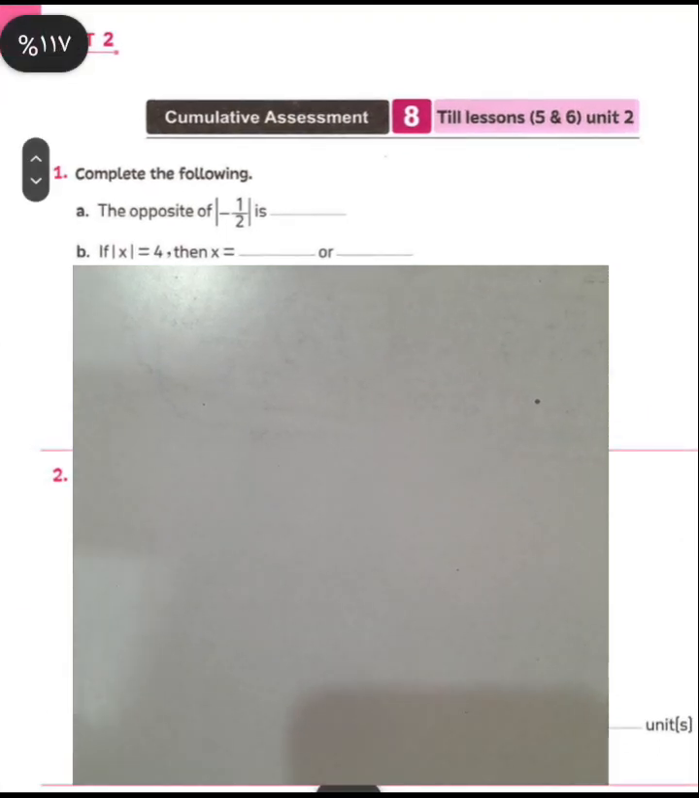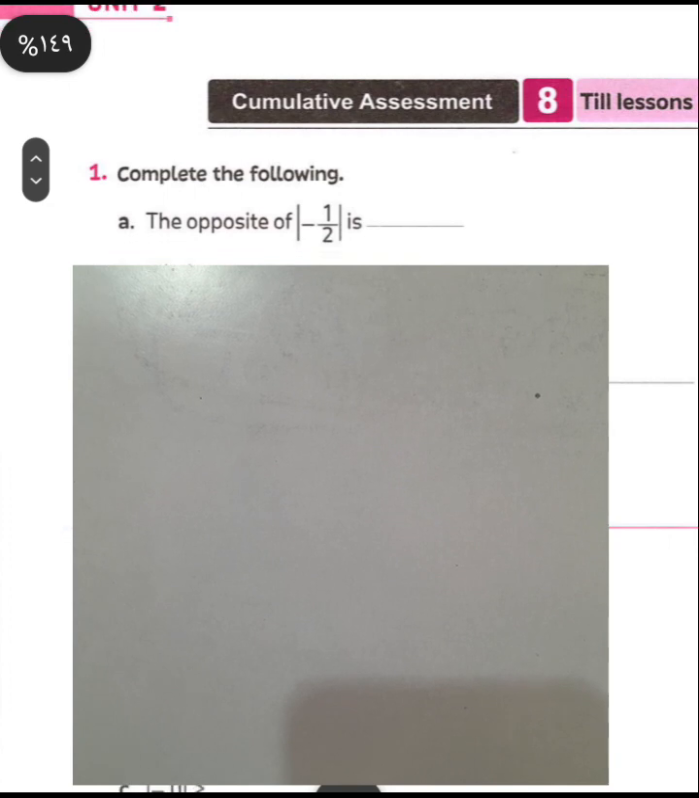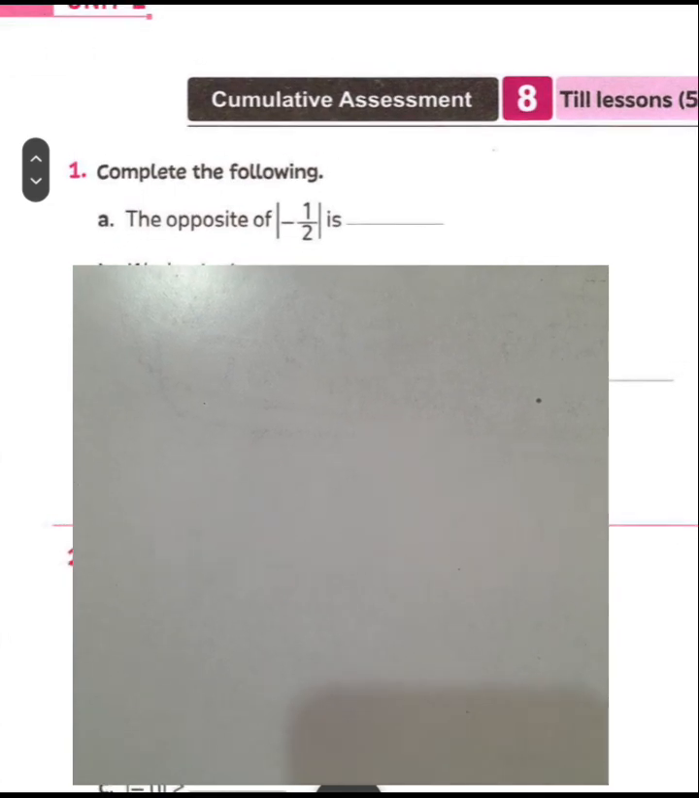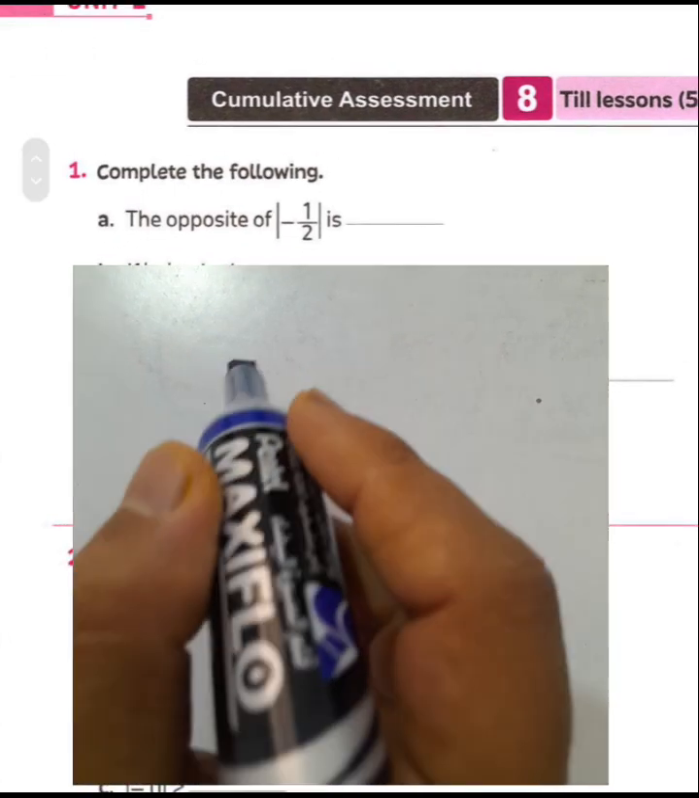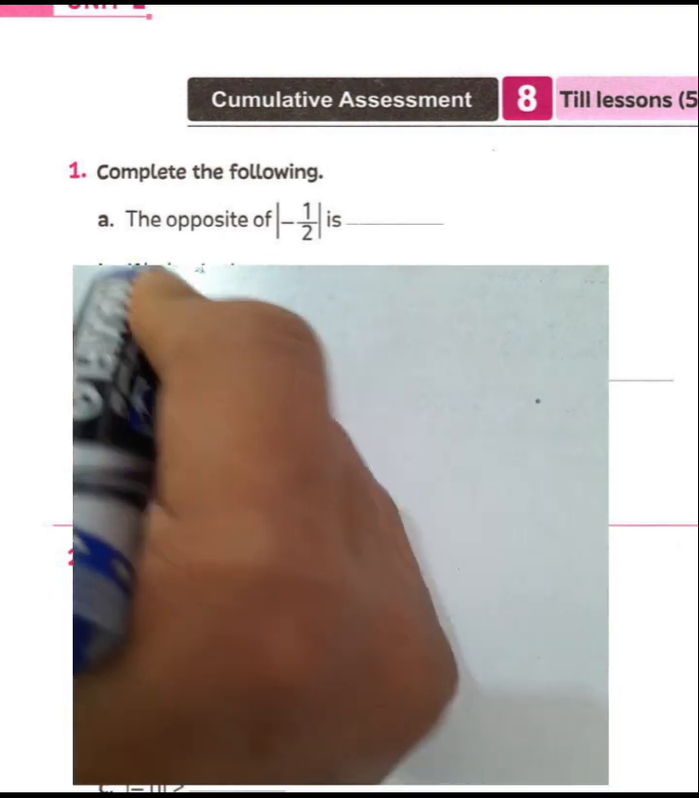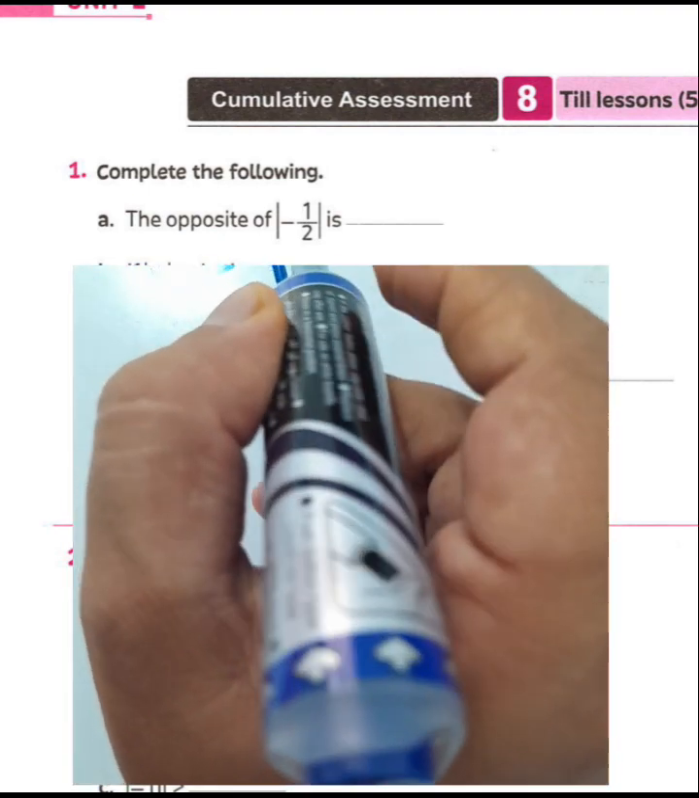Lesson 5 and 6, unit 2. Look at question number 1 with me. Letter A: the opposite of the absolute value of negative half is what? We know the absolute value of negative half.